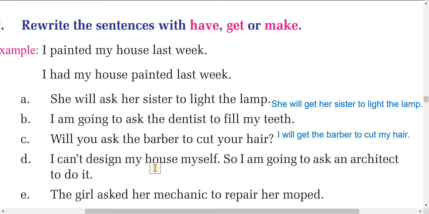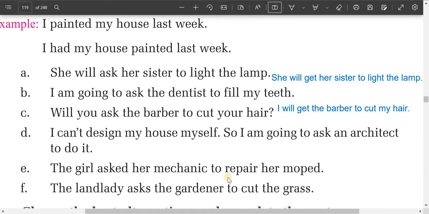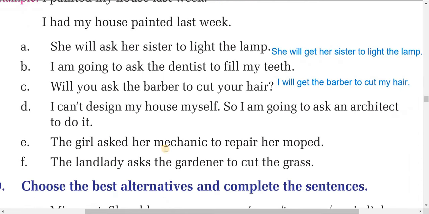Okay, now next one. I can design my house. So I'm going to ask an architect. I am going to get an architect to design my house. Or I am having an architect design my house. You can write it. The girl asked her mechanic to repair her moped. The girl got her mechanic to repair her moped.